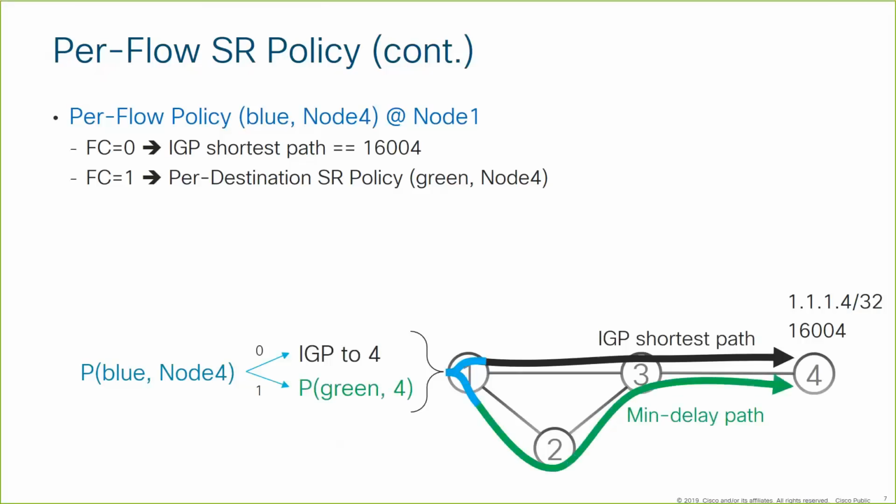Another way, representing the path that minimizes delay to node 4, depicted by the green line. This path will be used for packets with forward class 1, destined for service routes steered over this PFP. The concept will become more clear in the next slide.